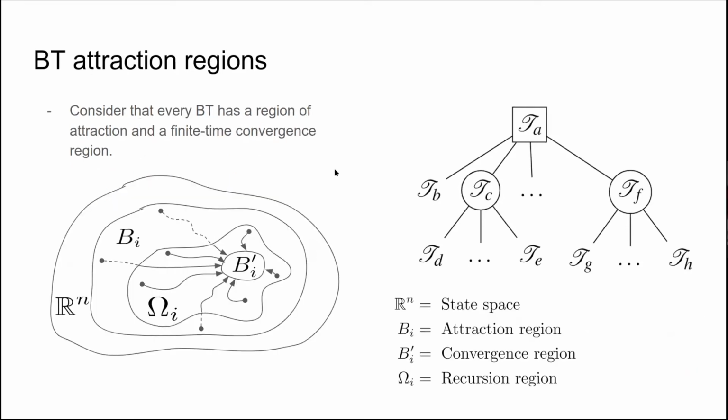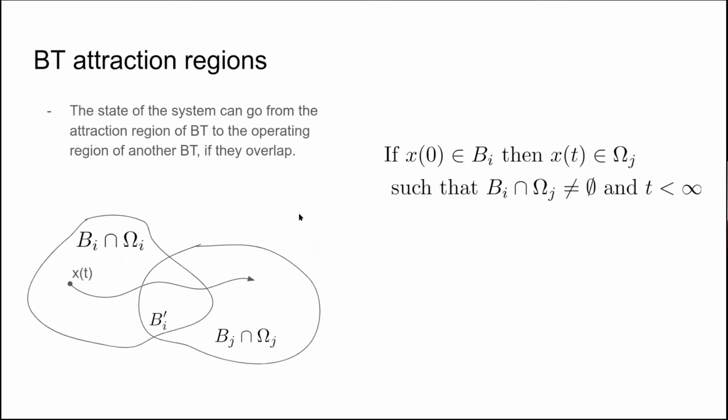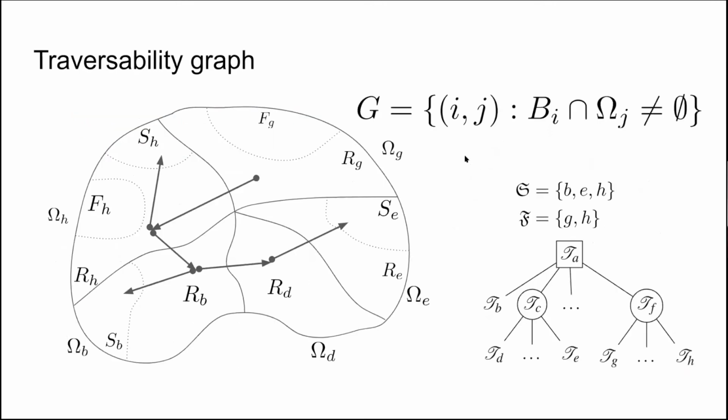So if we consider each of the leaf behavior trees in a behavior tree, and we consider that all of them have some sort of attraction region, then we can actually assess basically the traversal map of all the different behaviors in a behavior tree. And so what that gives us is a traversability graph. And in our paper that we're about to submit, we actually use this in a general theorem.